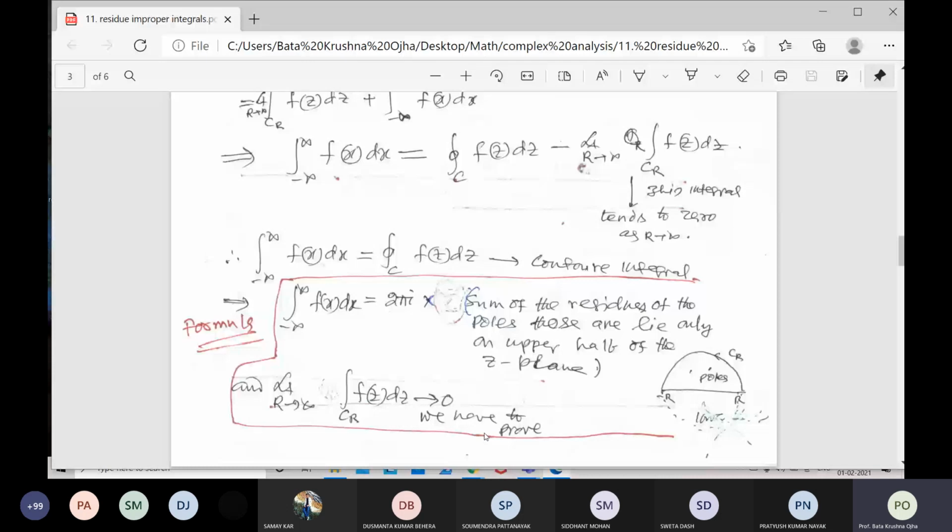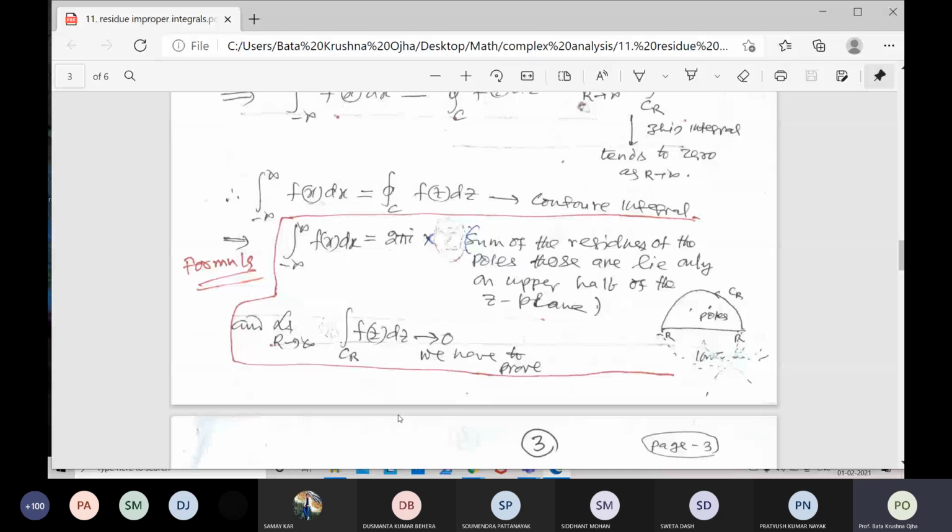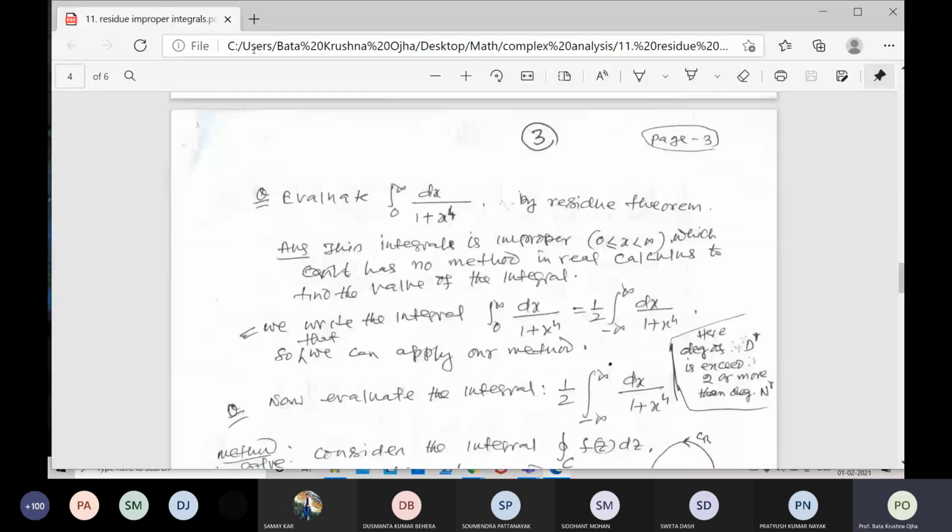So you see the example: evaluate the improper integral from 0 to infinity of dx by 1 plus x to the 4. I have already given that problem to you, taken over the contour, the integral of dz by 1 plus z to the 4 in the upper half of the z plane. If the contour belongs to the upper half of the z plane, you have already got the answer. Now, how will you solve these questions? What is the procedure by this method? This question is to be evaluated by the residue theorem, or by contour integration.